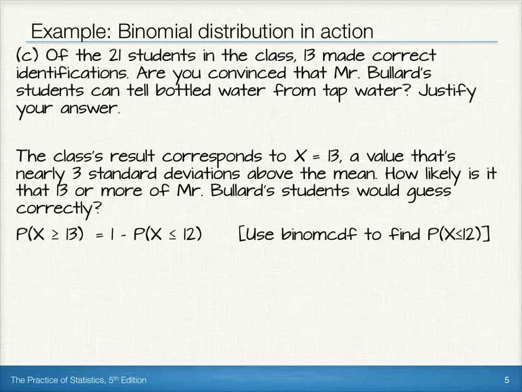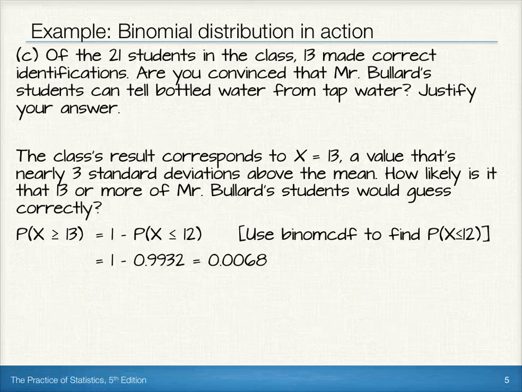Well, to find that probability, we can do it a number of different ways. One way to do it is to take 1 minus the probability that X is less than or equal to 12. Then we can use the binomcdf feature on our calculator to find that probability. So 1 minus 0.9932 gives us a total of 0.0068.